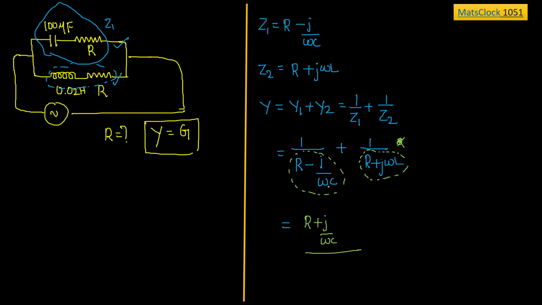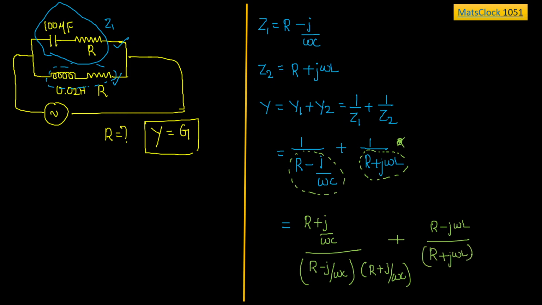The denominator will become (a minus b) into (a plus b). Basically, in the denominator, R minus j upon omega C is already there, and we are multiplying it by R plus j upon omega C. For the second term, R plus j omega L is already there, so I am multiplying and dividing it by R minus j omega L, such that the denominator will become (R plus j omega L)(R minus j omega L). So now from this, how would I write the further step?